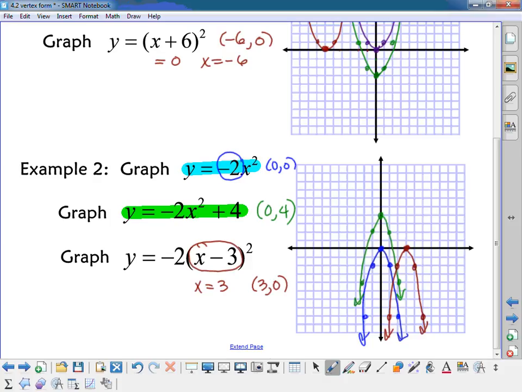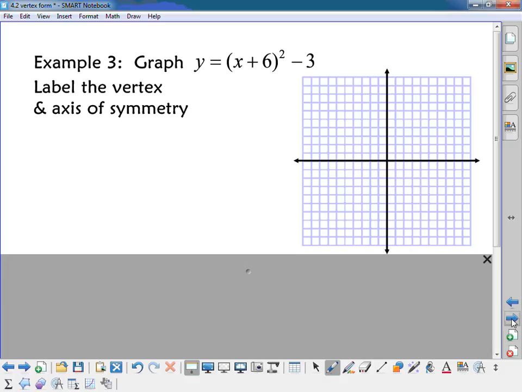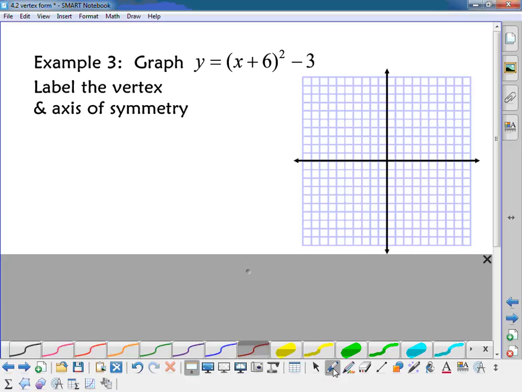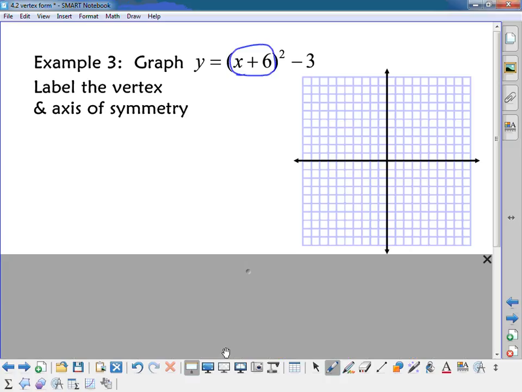So now we're going to put it all together really quickly before the bell rings here. Okay, so now I want to make the thing that's being squared equal to 0. So what is going to make this equal 0? Negative 6. And if that is 0, what's y going to be? Negative 3. So that's my starting point. Negative 6, negative 3. Is there anything in front of that x squared? No. So this one's going to have the regular traditional shape, isn't it?